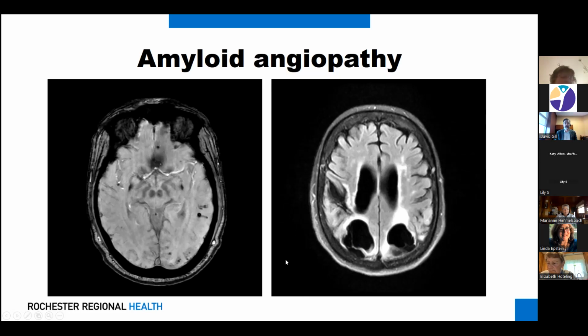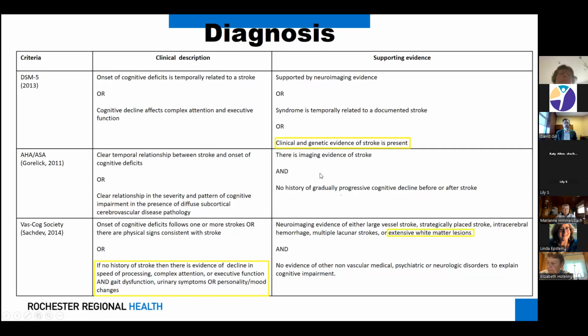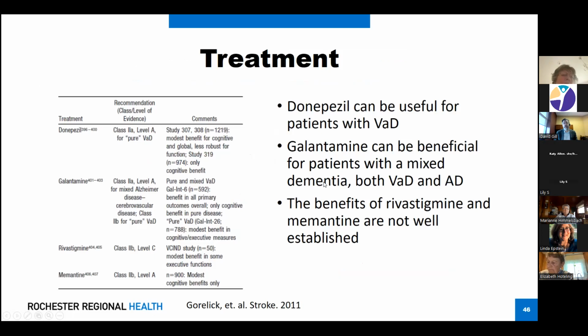If somebody has amyloid angiopathy, it makes these new medicines unsafe, the aducanumab and the lecanemab medicines. That's another reason I want to mention it. There are medicines that can be tried, but they're the same medicines we use in Alzheimer's disease, and they don't routinely work. So we often will offer it, but we don't recommend it.